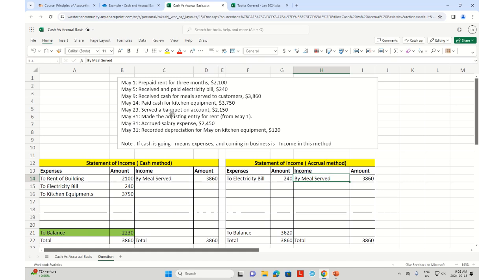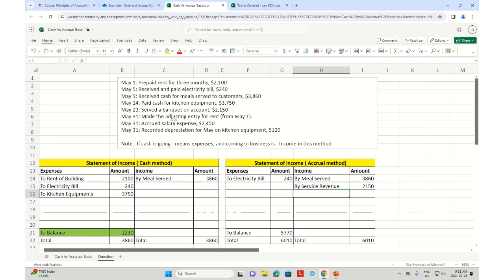Next, served a banquet on account. On account means on credit, it doesn't matter. 2150 that we will consider as income of this month. So by service revenue, we will write like this.